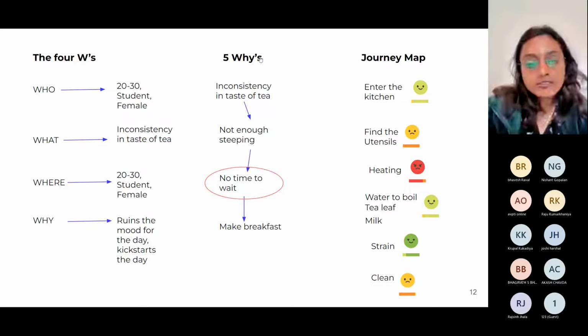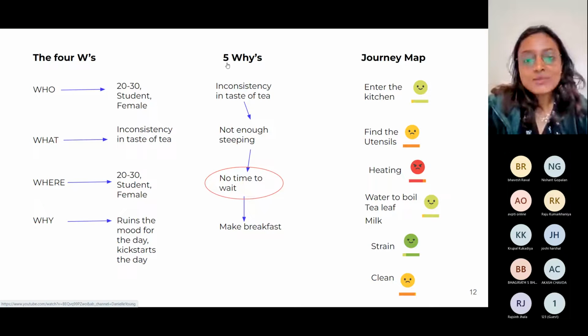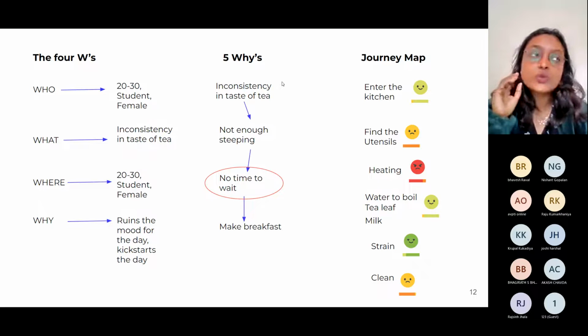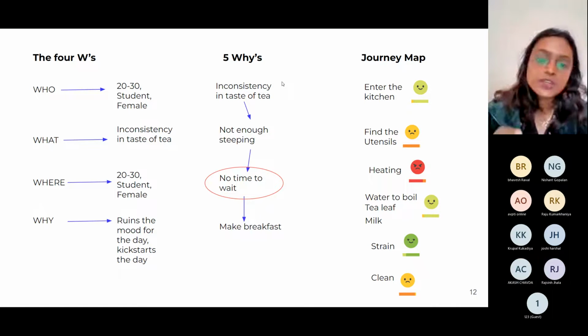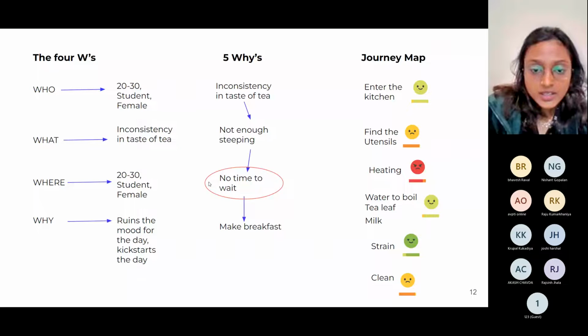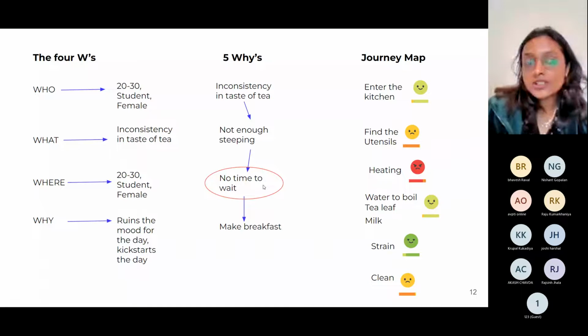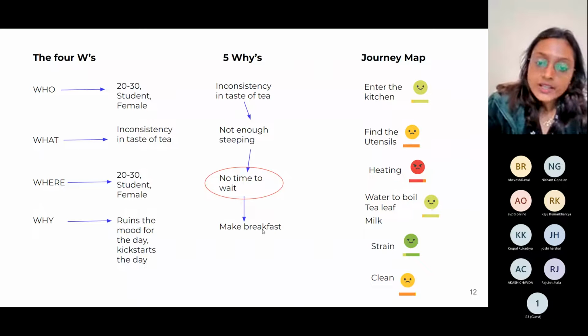So in the 5 Ys, it says 5 Ys, but sometimes it can just stop at 3 Ys, or it can go up to 8 or 10 Ys, until you feel like you've reached the root cause. So now, even though I had asked 4 Ys already, or 3 Ys, I need to stop here. The fact that I have no time to wait for the tea to actually give out flavor, right? Maybe the problem is that there is no time. And we go a step back for that and stop there.